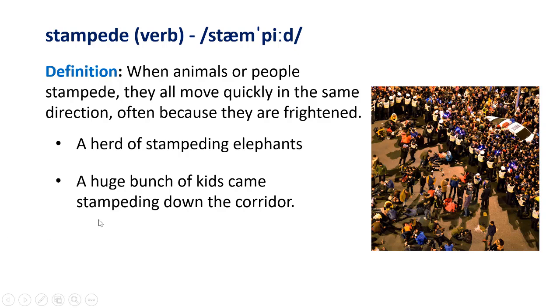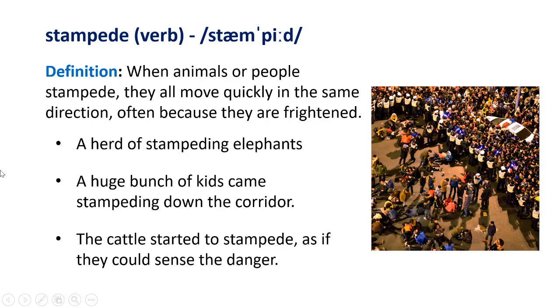So in this sentence we understand that there are many kids, right? And the kids, they are running. They are staying on the second floor or the third floor, right? They are running down to the ground. And the distance is very close. So that's why we use this sentence to say a huge bunch of kids came stampeding down the corridor.